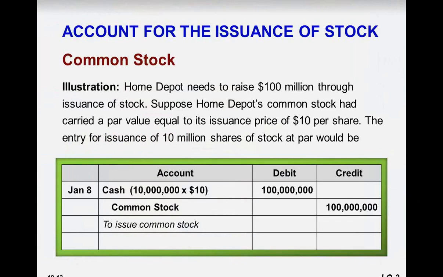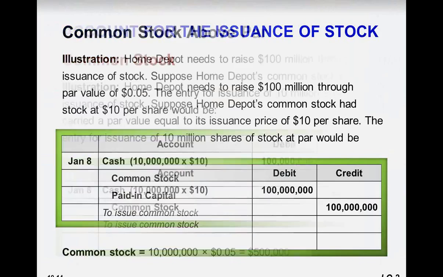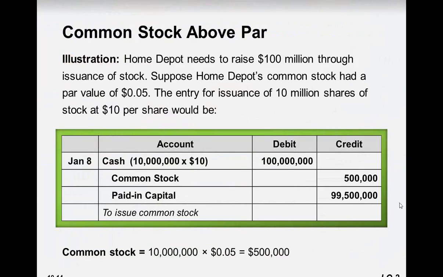Home Depot, in this example, needs to raise $100 million through the issuance of stock. If Home Depot's common stock carried a par value equal to its issuance price of $10 per share, the entry for the issuance of the 10 million shares of stock at par would be, so this is $10 par stock that was sold for $10 a share, and so the company would receive 10 million times $10 or $100 million in cash, and in that place they have issued $100 million worth of common stock.